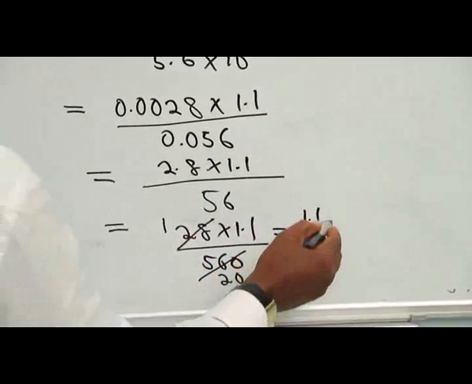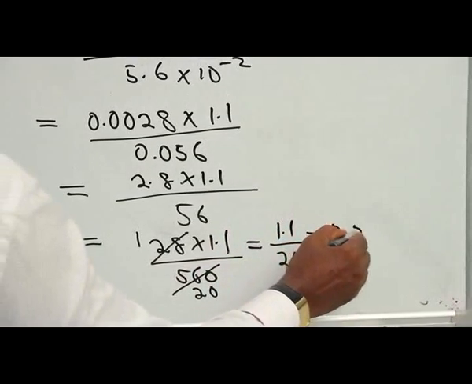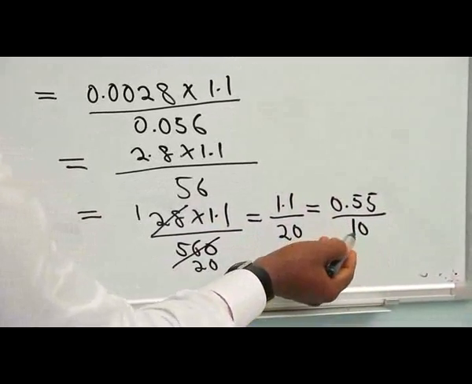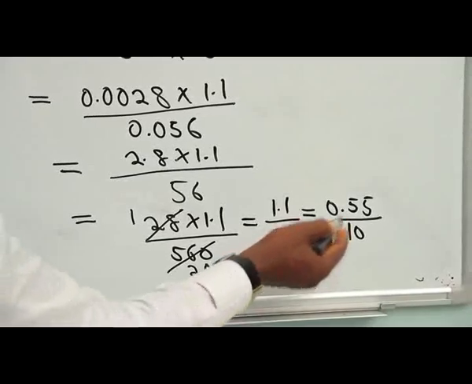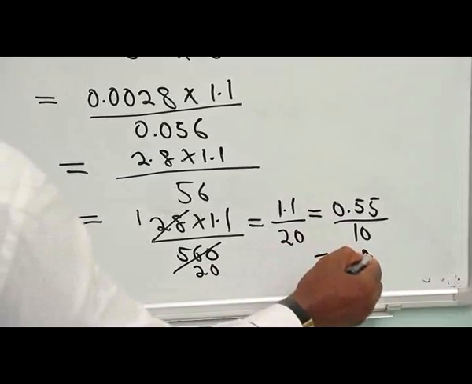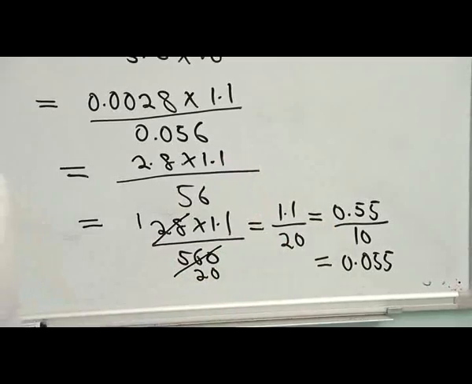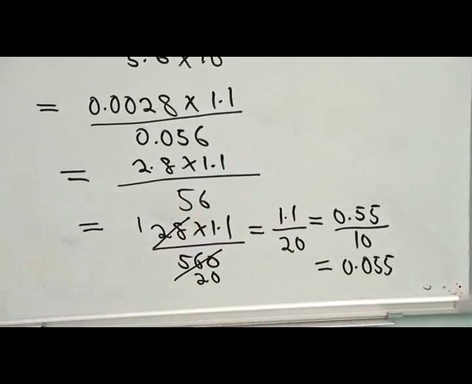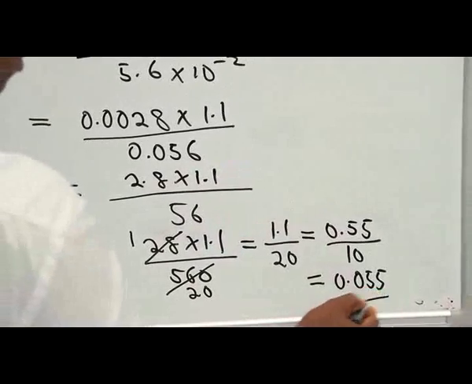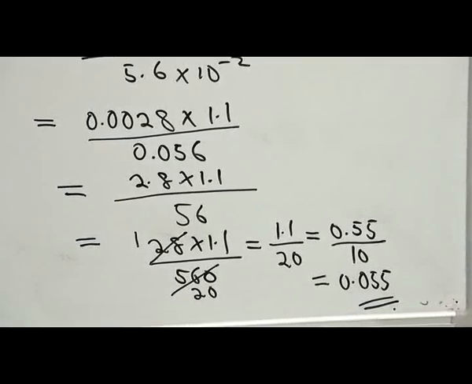You can divide this by 2. If you divide here by 2, it becomes 0.55, and divide here by 2, it becomes 10. To divide by 10, you only just move the decimal point 1 place to your left, and that will be equal to 0.055. You have moved it this way, 1 place. Then you are supposed to write your answer, say corrected to 2 significant figures. So if you correct it to 2 significant figures, this will be your solution. So the answer to this problem is 0.055.